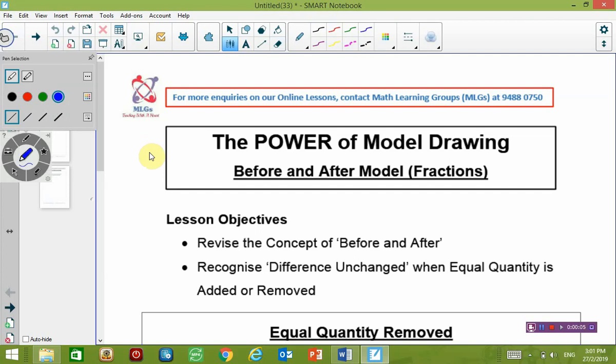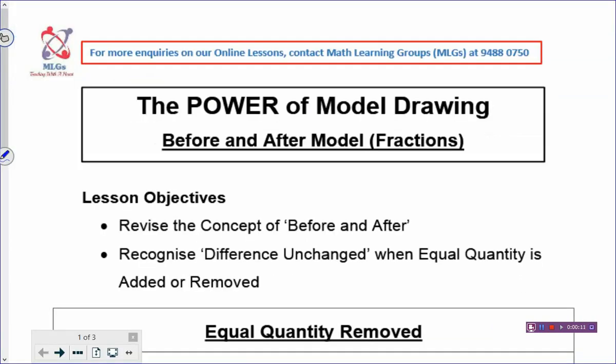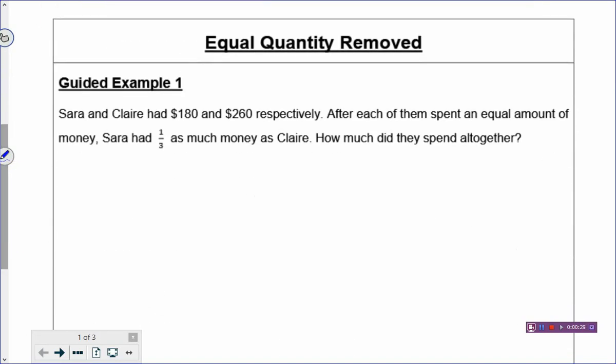Now today we are going to look at before and after model, and we are going to look at fractions. We are going to revise the concept of before and after and recognize the difference unchanged. So what is the difference unchanged? When you have equal number that's added or removed. So when you see equal number being added or removed, then you have to recognize that the difference is unchanged. Alright, let's go into example 1 and you'll understand what I mean.